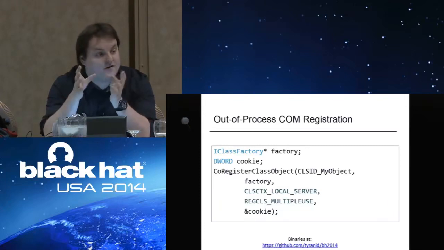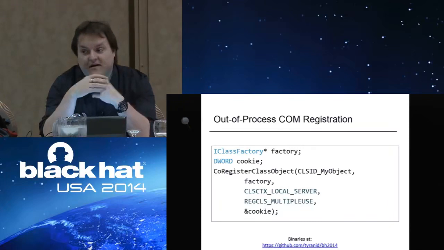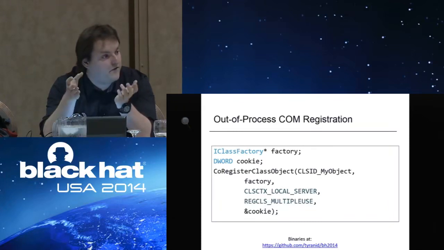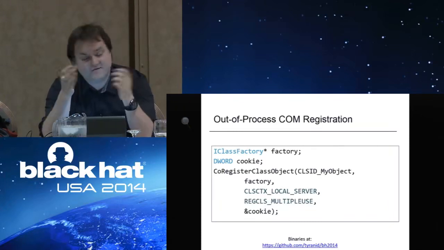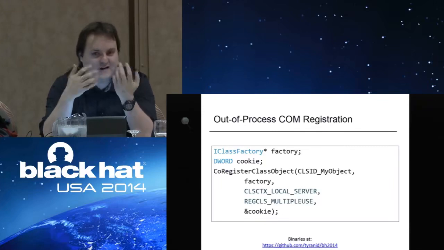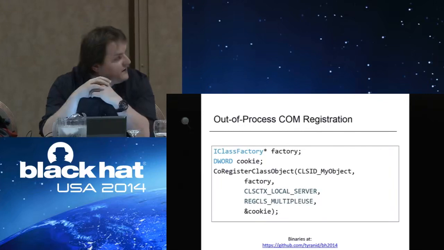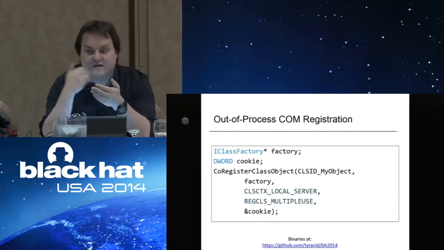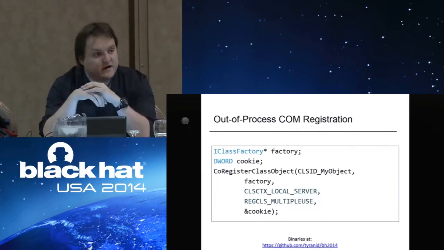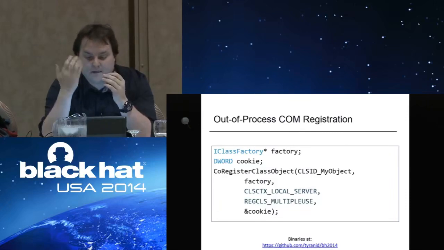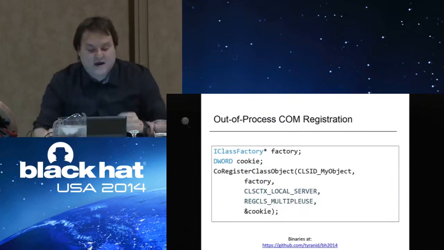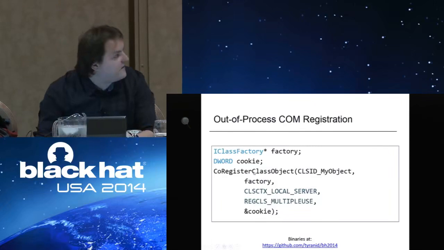This is particularly important if you have no symbols. So Adobe obviously don't provide symbols for the IE Flash broker. So you've got to use IDA to actually track this down. And the best way to do this is there is a specific calling convention used in registration of out-of-process COM, and it's using this CoRegisterClassObject function.